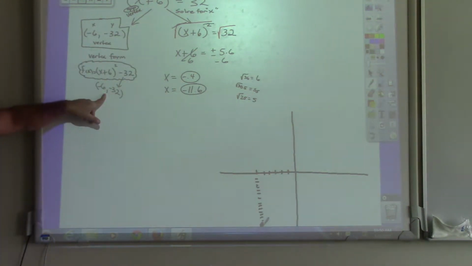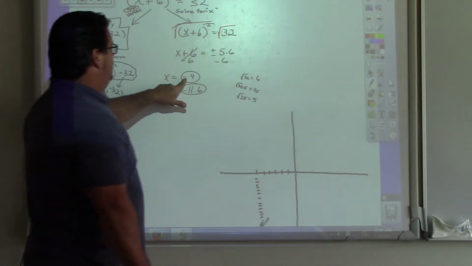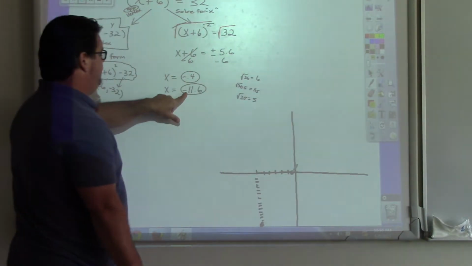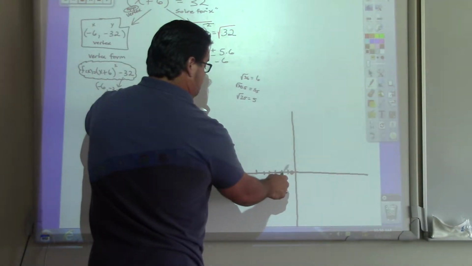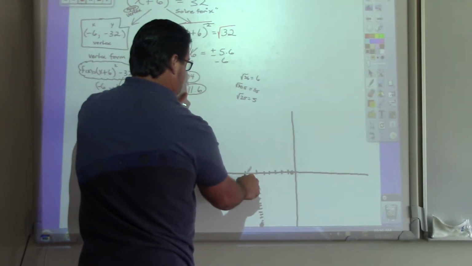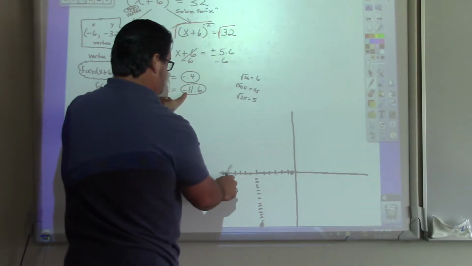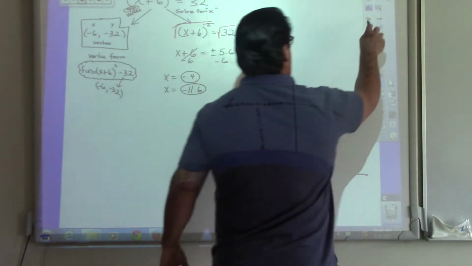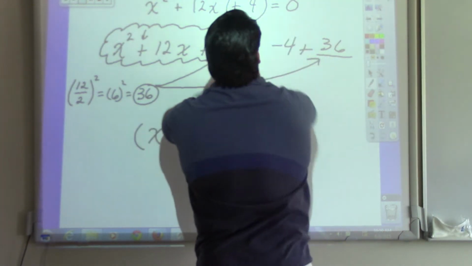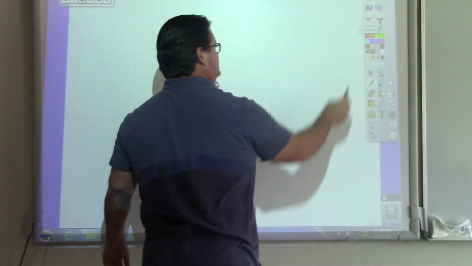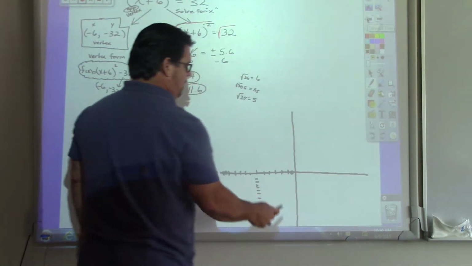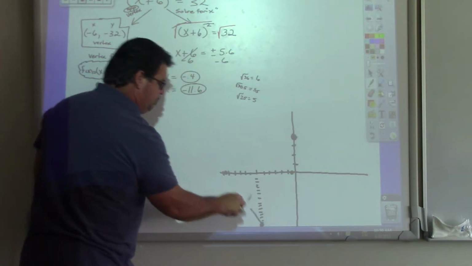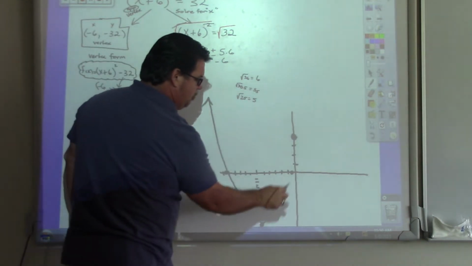I think you skipped a few numbers. And what's our x-intercept? -0.4, which is right here, and -11.6, be right in there. What's our y-intercept? We said our y-intercept at the beginning of the problem was 4. So our parabola looks like that.